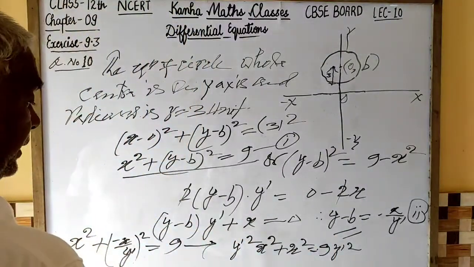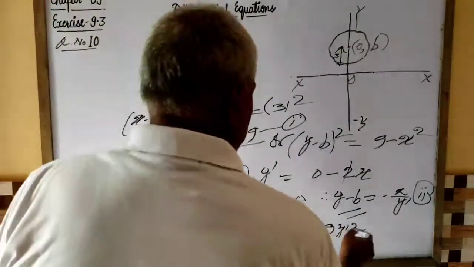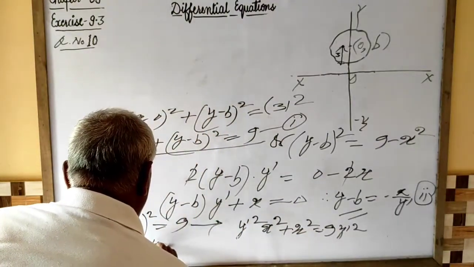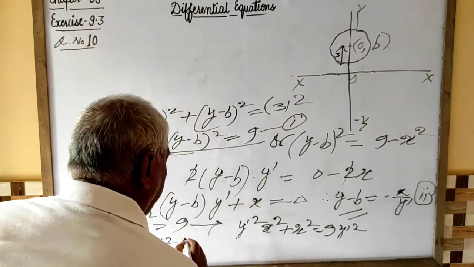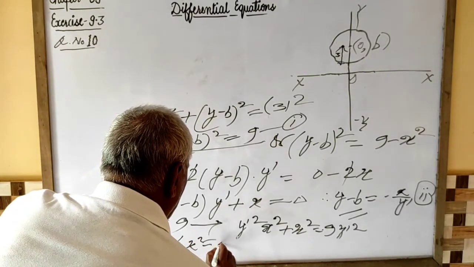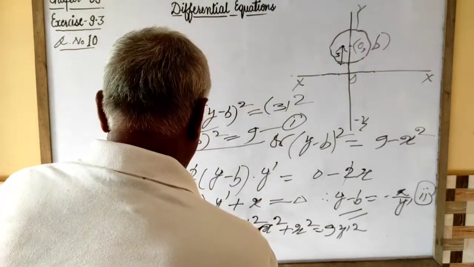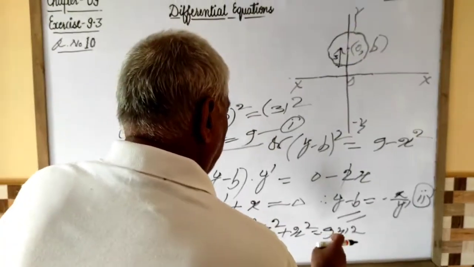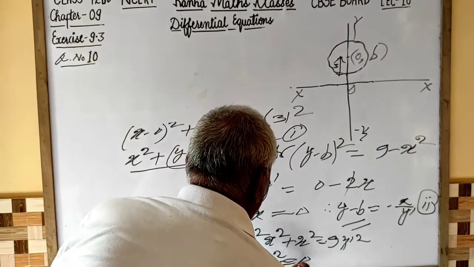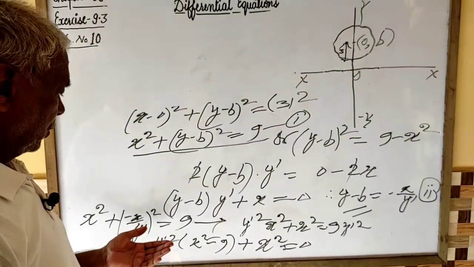Now transferring this to the left hand side and taking y dash square common, this will be y dash square into x square minus 9 plus x square is equal to 0, and this will be the requisite differential equation of order 1.